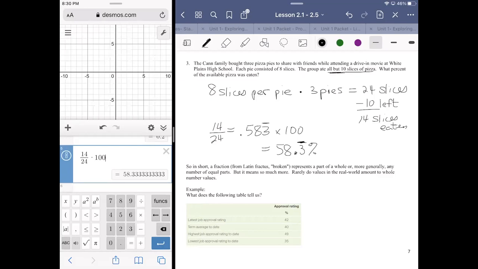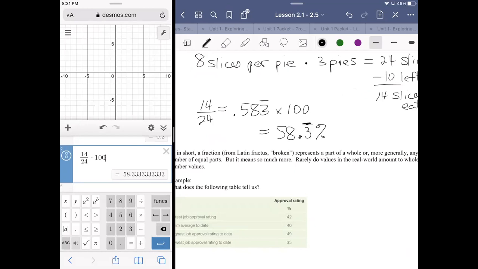So you have this example here. What does the following table tell us? We have latest job approval rating: 42%. Term average to date, 40%. Highest job approval rating to date, 49%. Lowest job approval rating to date, 35%. So these are all percentages.